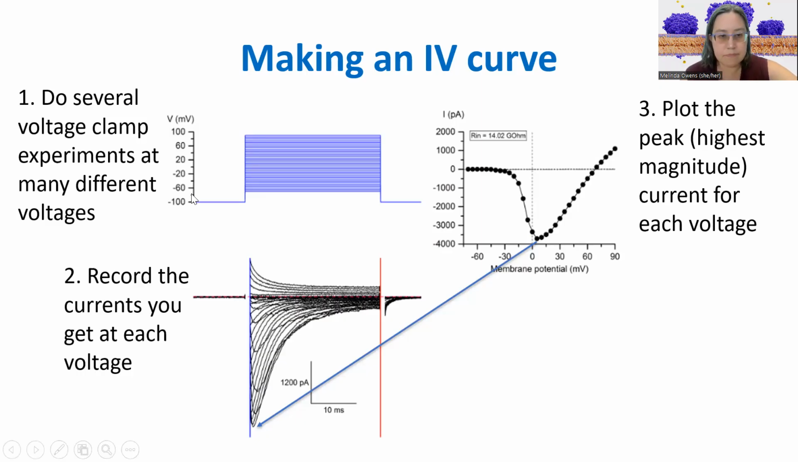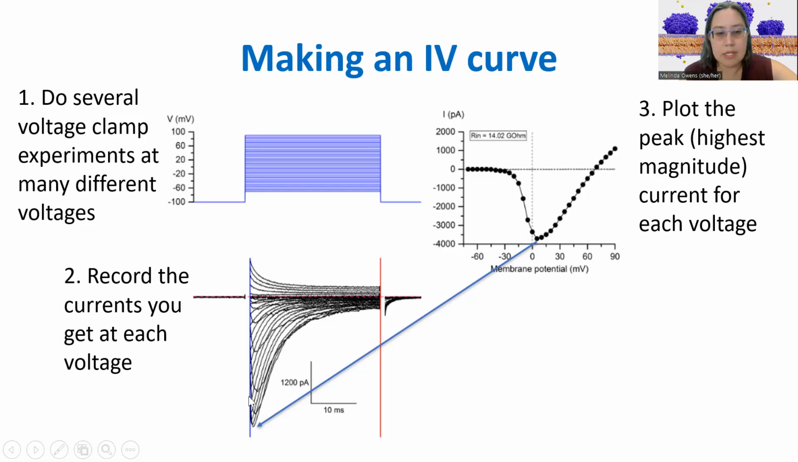Each of these blue lines is the voltage that produces one of these black lines, which is the current. And you can summarize that by making what's called an IV curve. Down here is the voltage axis. This is the current axis. So it's saying for every voltage, what is the current? And I want to point out there's no time dimension.